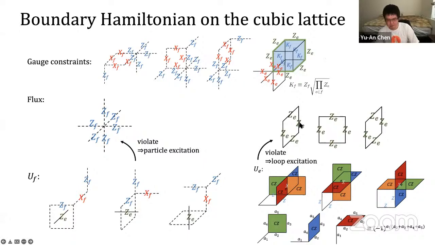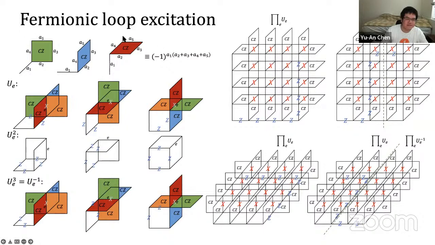Okay, so let's try to argue why this is a fermionic loop. We first notice this operator is not order two, it's order four. So if we apply UE squared, it gives you some Z plaquette. So actually the UE operator and the UE inverse are different. The Z operator here is on these two edges, and the Z operator in the UE inverse is on these edges. Okay, so this is the key for fermionic statistics.